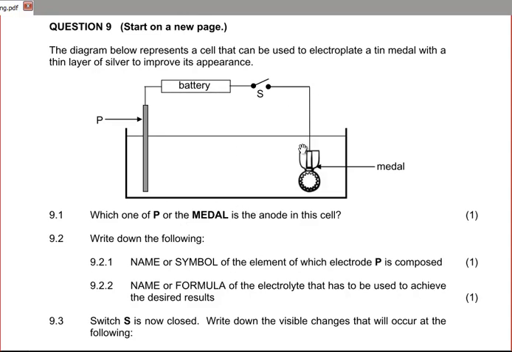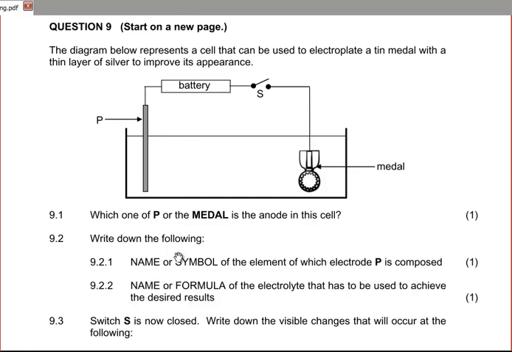In electroplating, we are coating our metal with silver, and as a result, there is no way our silver there can be the cathode. Right? So the cathode is supposed to be our metal, and our silver there is supposed to be our anode. So which one of P or the metal is the anode in this cell? We have P there, P is the anode.